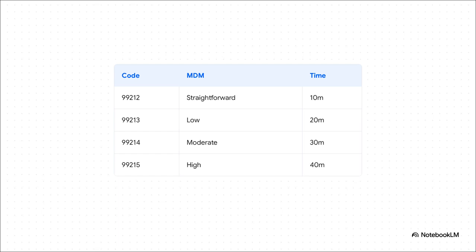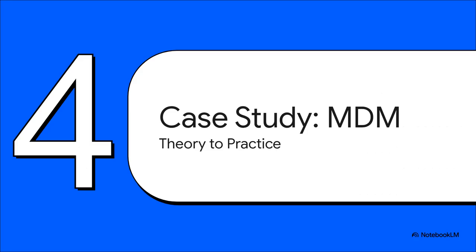Now contrast that with the established patient thresholds. The MDM levels are exactly the same: straightforward, low, moderate, and high. But check out the time thresholds. They're significantly shorter because, well, the provider already knows the patient. 99212 kicks off at just 10 minutes, 99213 is 20, 99214 is 30, and 99215 requires 40 minutes. So the rule of thumb here: established patient times jump by precise 10-minute increments. Enough theory, let's get into some real-world application with an MDM path case study.